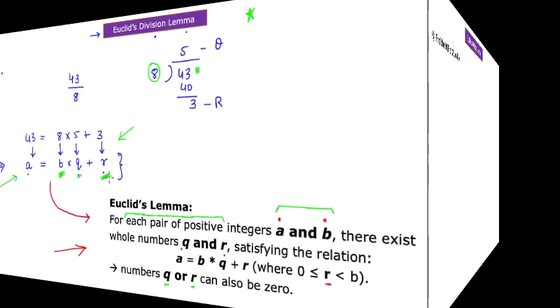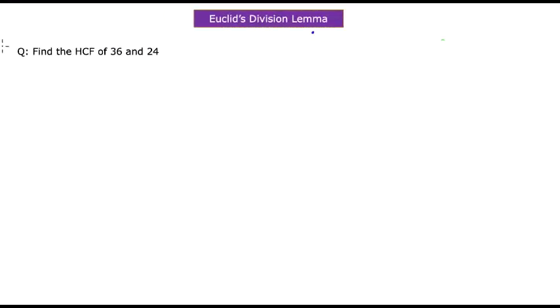Okay, these four numbers. So let us take a look at some examples to utilize Euclid's division lemma to find the HCF of two numbers. We have two numbers, 36 and 24. Let's say this is a and this is b. Whichever is the bigger number of these two will be a. And then we are going to convert those numbers into this standard form where a = b times q + r.